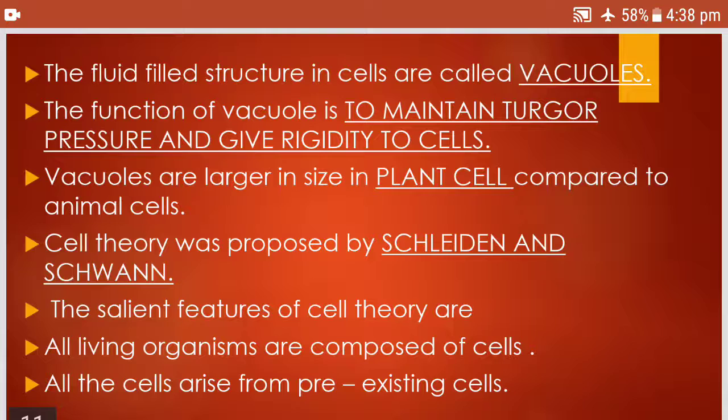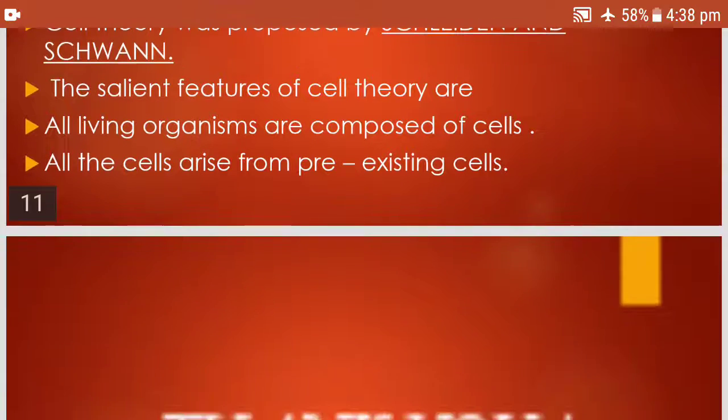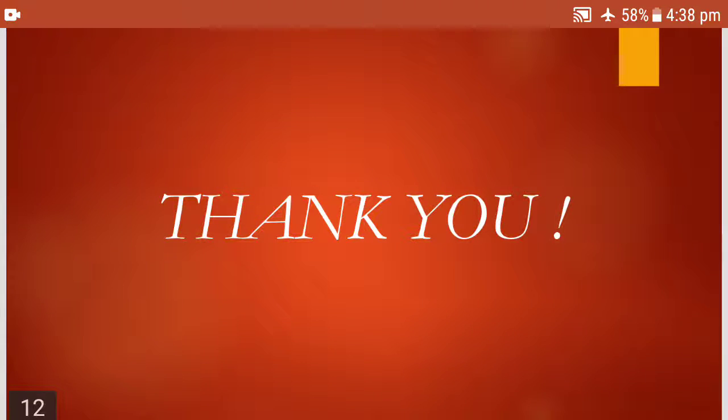Cell theory was proposed by Schleiden and Schwann. The salient features of the cell theory are: all living organisms are composed of cells, and all cells arise from pre-existing cells. I hope you have noted down all the points.